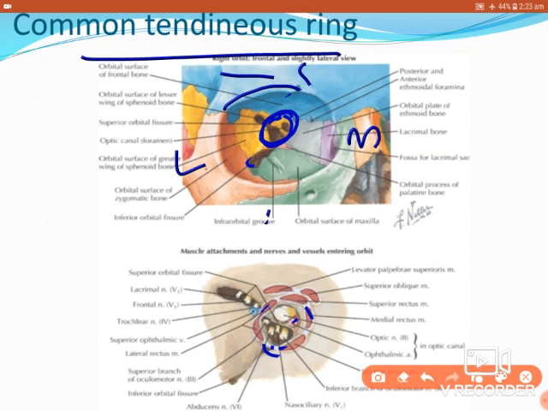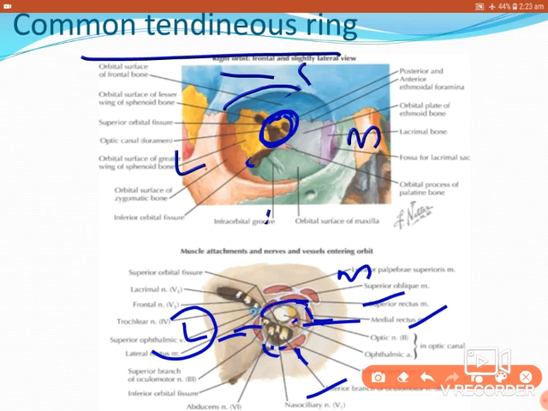So in relation to the common tendinous ring superiorly, you can see the attachment of the superior rectus muscle. This is medial, this is lateral. So medially we get the medial rectus, inferiorly there is the inferior rectus, laterally there is the lateral rectus muscle. Then above this common tendinous ring, medially there is the superior oblique, laterally we get the levator palpebrae superioris muscle.